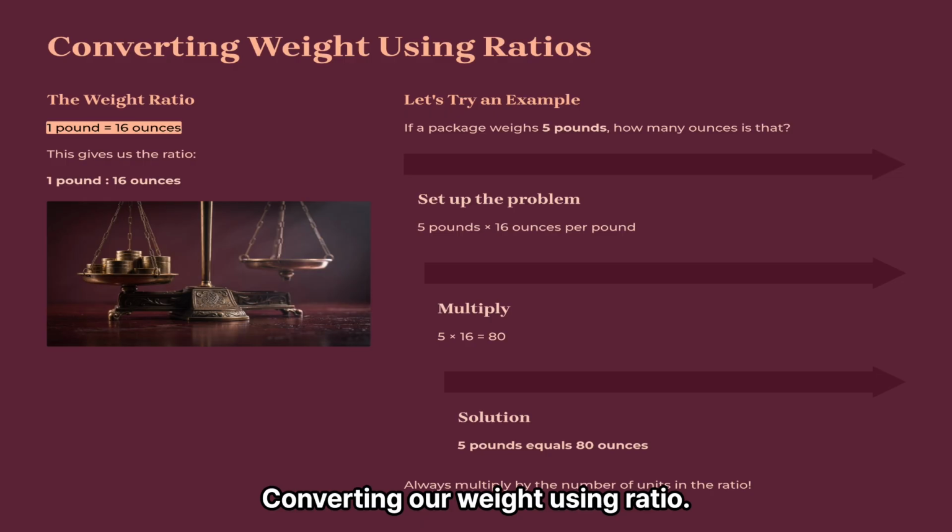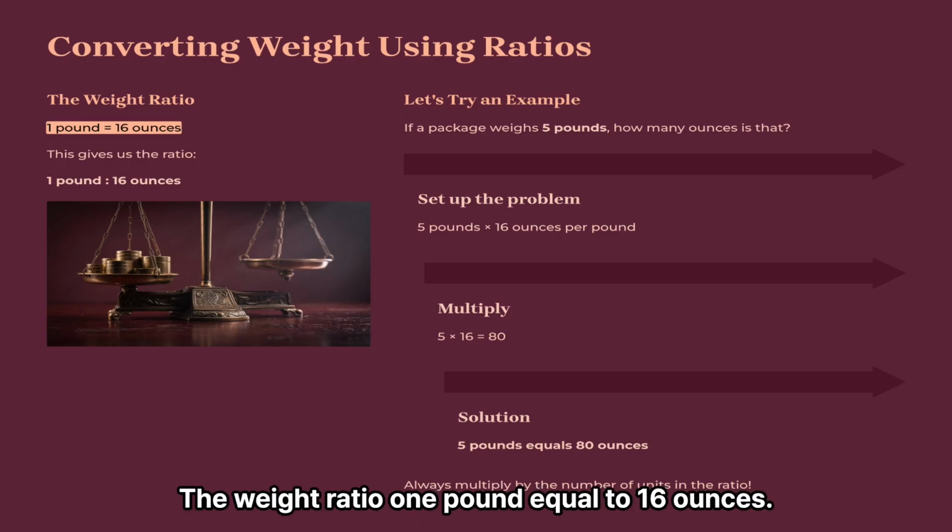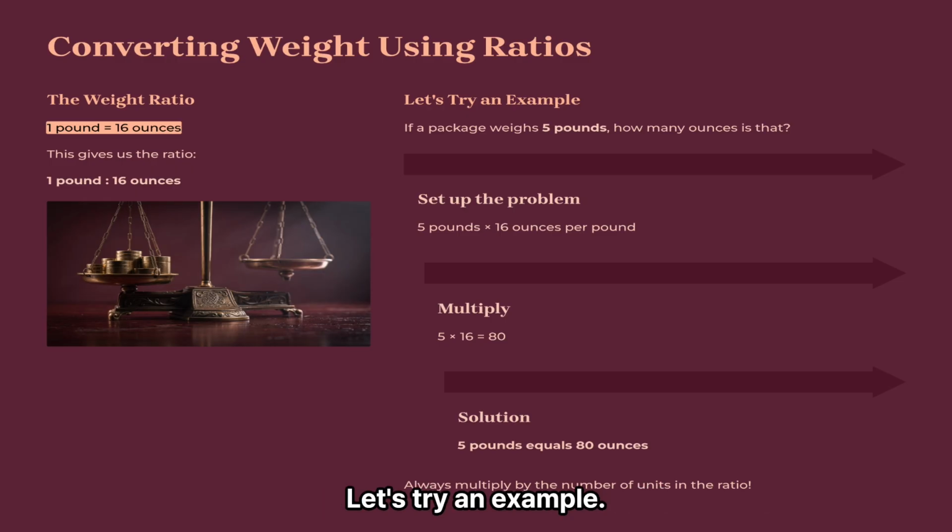Converting weight using ratio. The weight ratio, 1 pound equals 16 ounces. This gives us the ratio 1 pound to 16 ounces. Let's try an example. If a package weighs 5 pounds, how many ounces is that? Let's set up the problem.